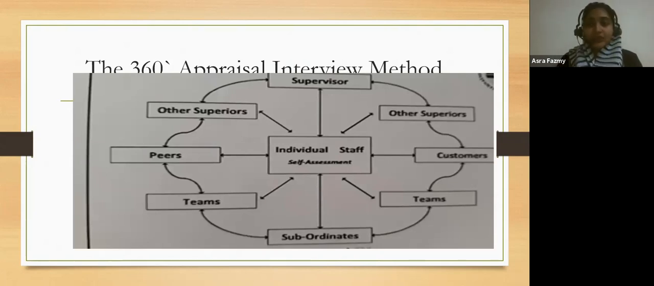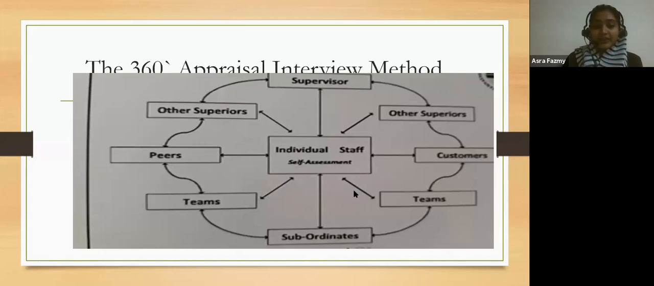Other supervisors means if you are reporting to any other supervisors other than me. You are not only studying with me, right? There are other module lecturers who teach you all. So from them I'll get an evaluation about you all. Then customers: if you are directly handling customers, I'll get customer feedback about you also. Then I will get feedback from the teams you work in. If we assume you are working in different teams, I will get the evaluation of you from these teams.